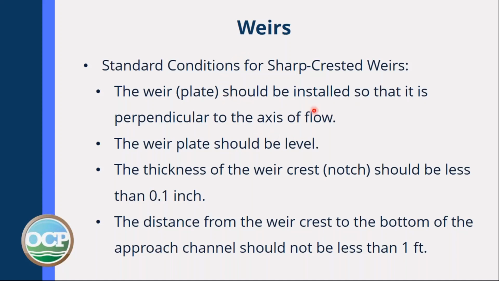So the weir plate, the water is going to flow over, it has to be perpendicular to the flow. It has to be at right angles to the flow. It should be level, and the thickness of the weir plate should be less than 0.1 of an inch, and the distance from the weir crest to the bottom of the approach channel should not be less than 1 foot. In the previous slide, it says it was 2 to 3 times the height. So again, you're going to need a significant amount of flow for this to work well.